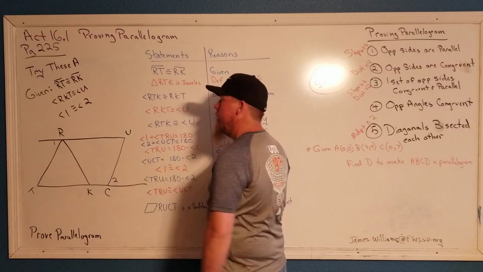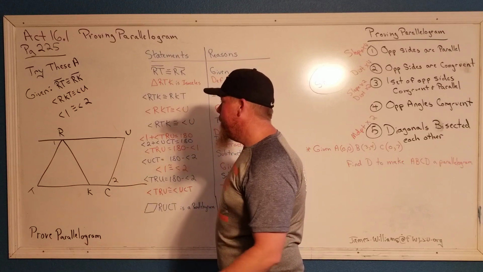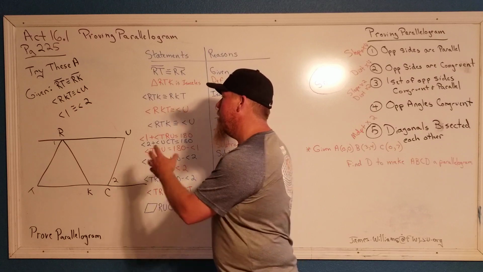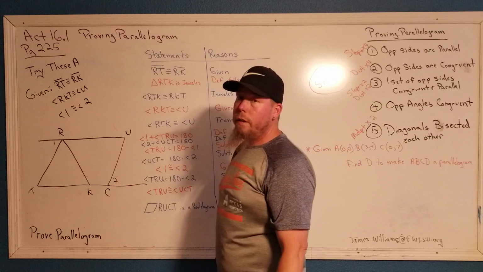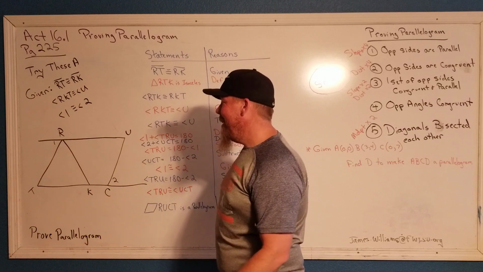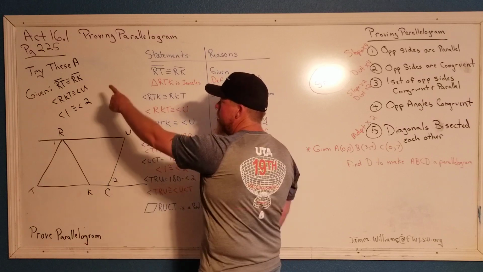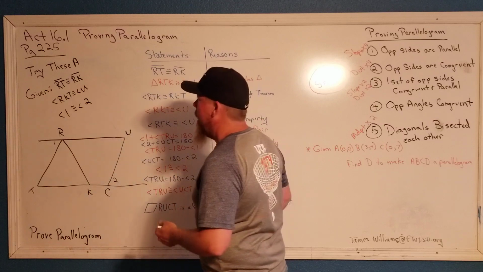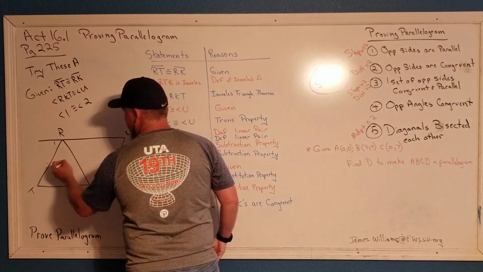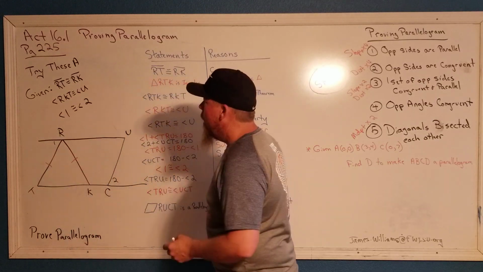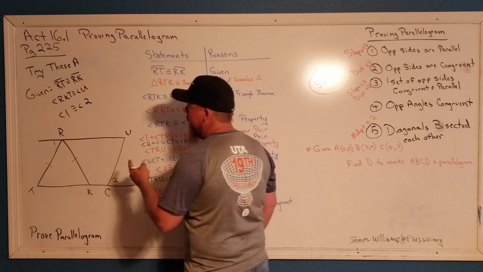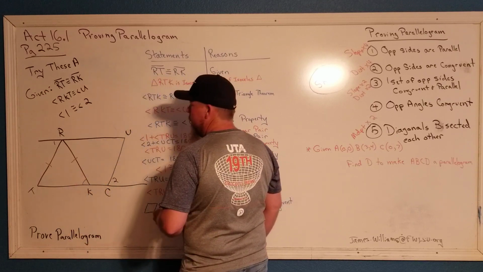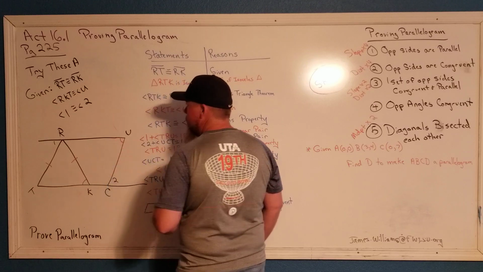So here's our drawing. It's in your book as well on page 225. They give us R, U, T, K, and C, and we're supposed to basically use this drawing and the information they give us to prove that RUCT is a parallelogram. They tell us that RT is equal to RK, and so I'm going to go ahead and make those markings on this picture. So they tell us that these two match. Okay, they tell us that angle RKT, which is going to be this angle right here, is equal to angle U. So they're telling me those 2 angles match.